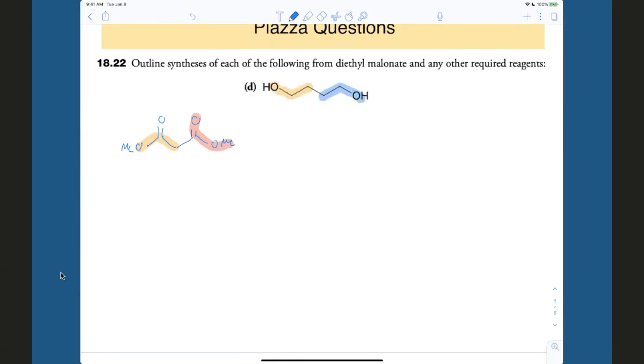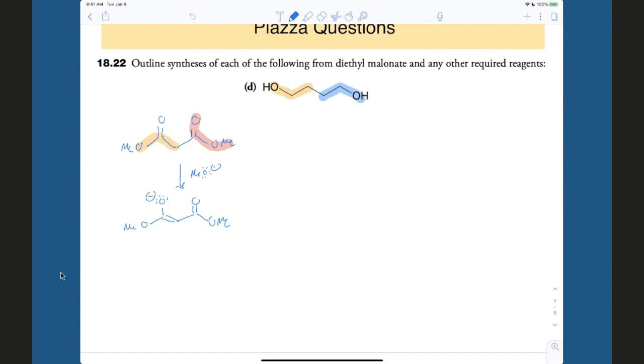Always the first step will be deprotonating it. I'm going to use dimethyl malonate. I always end up drawing methyls anyways. I can't make myself draw an ethyl. So we'll get to the enolate.